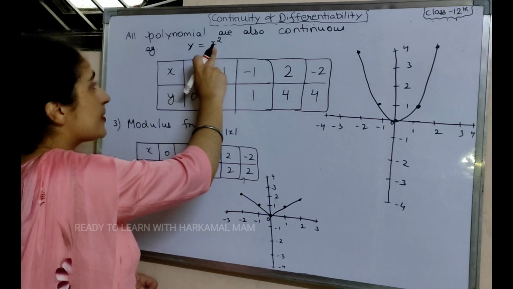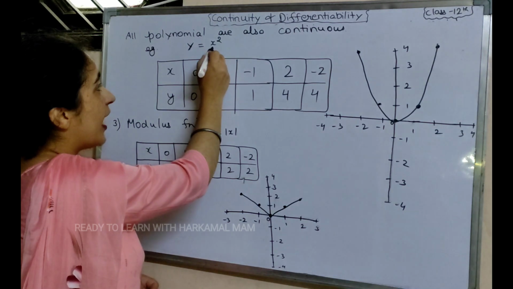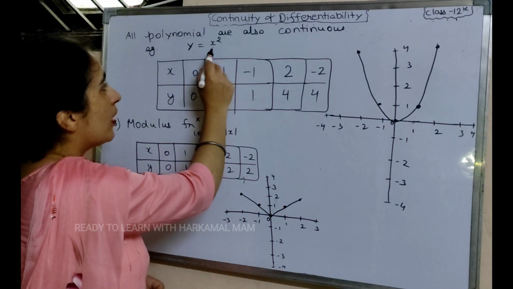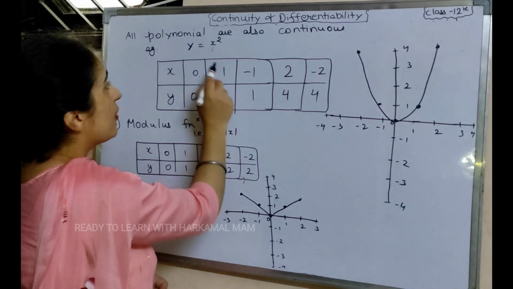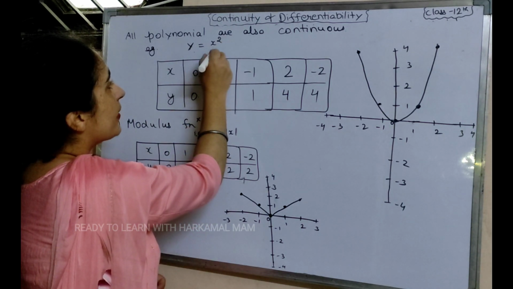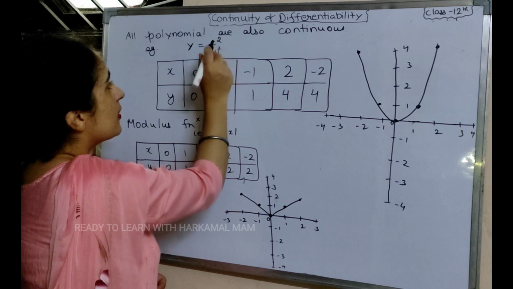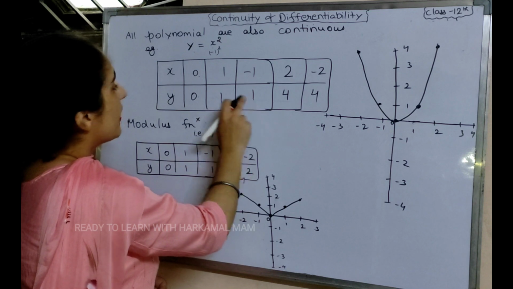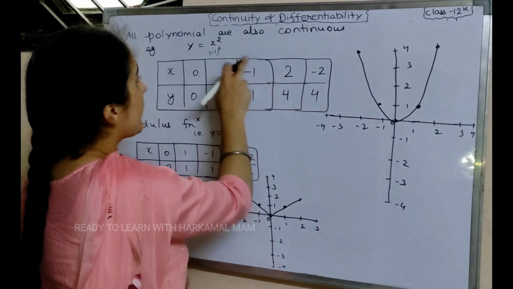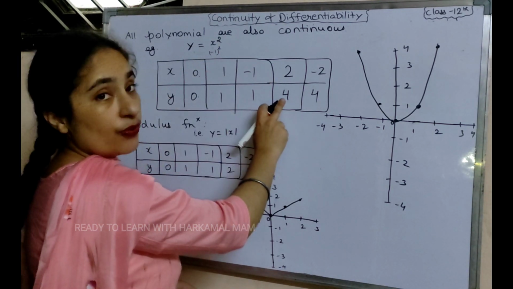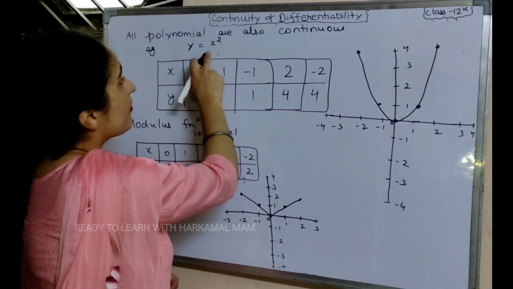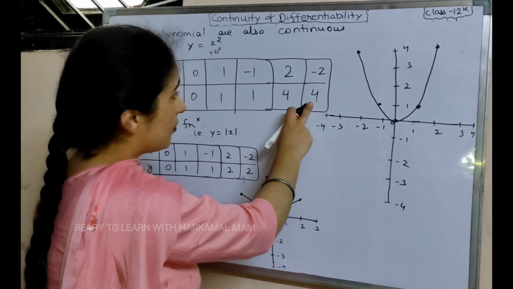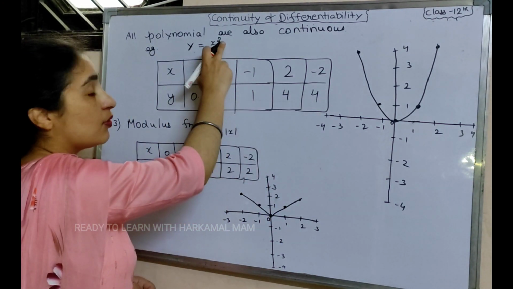When x is 0, y is 0. When x is 1, y is 1. If we take x as minus 1, this becomes a positive value as this is a whole square, so y is equal to 1. When x is 2, 2 whole square is 4. When x is minus 2, the whole square is 4, a positive value.